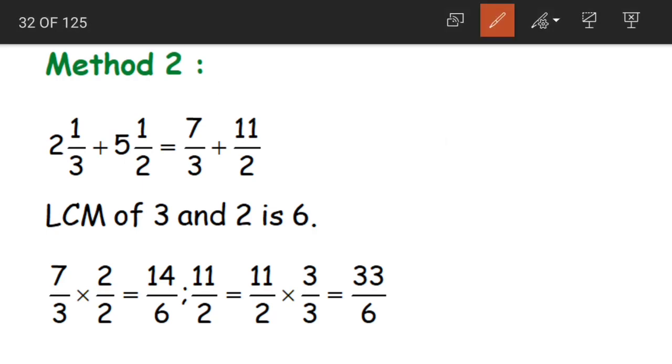Now what do we have here? 2 1 by 3 and 5 1 by 2. First step is to convert these mixed fractions into improper fractions. What is the first step in method 2, children? Convert these mixed fractions into improper fractions.